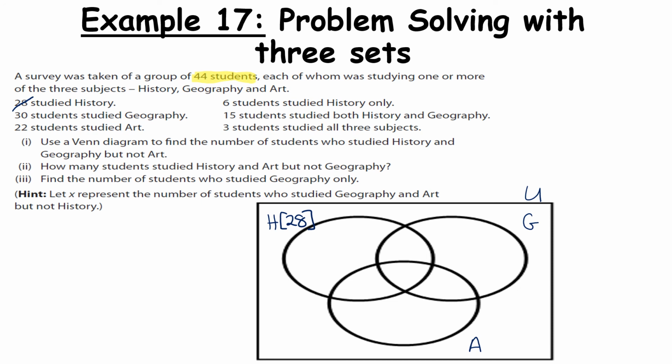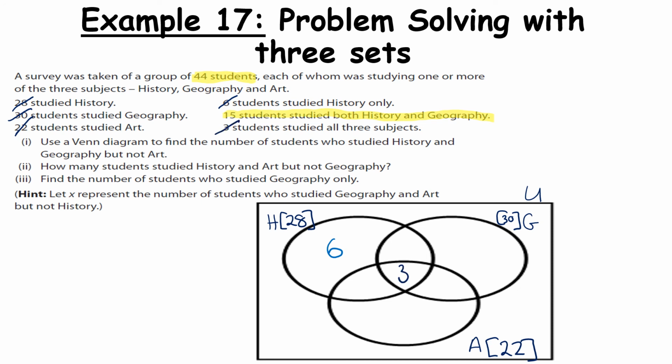Now, I can actually fill that in because this section here means history only, because any of the other 3 sections are history and geography and art, history and art. So we've used that. 30 students studied geography. So there's my 30 to be used later. 15 studied both history and geography. Now, I need to leave this for a minute. I can't fill it in and there's nothing I can say, so I'm going to highlight that. 22 students studied art. So I'm going to place that here to use in a bit. And 3 students studied all 3 subjects.